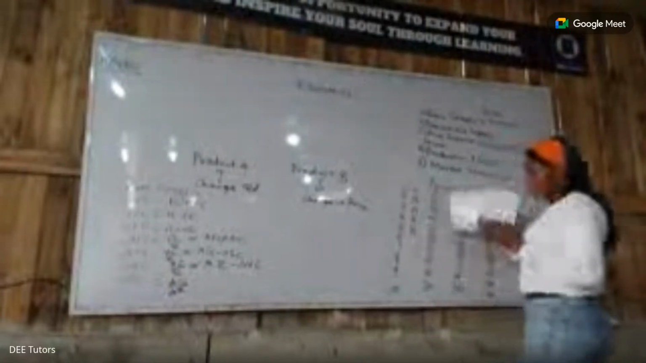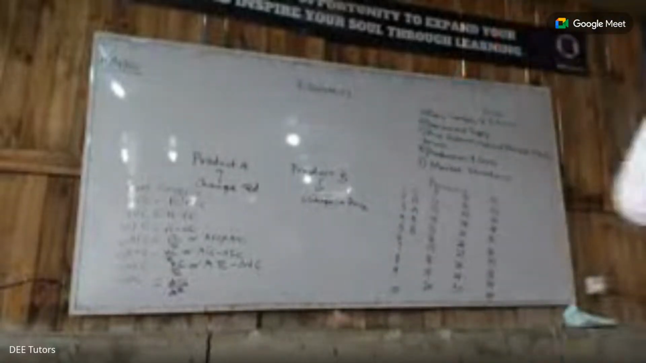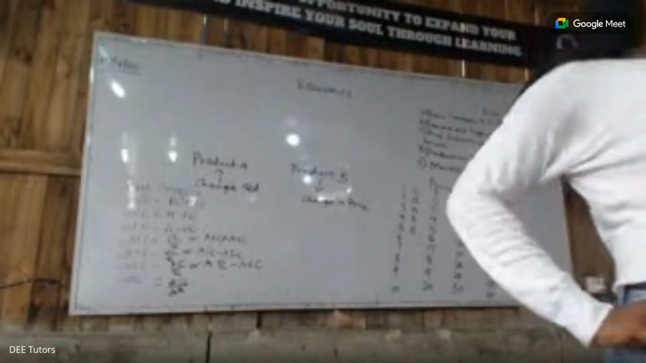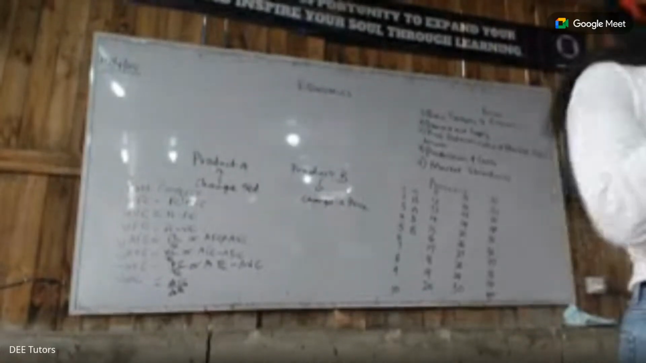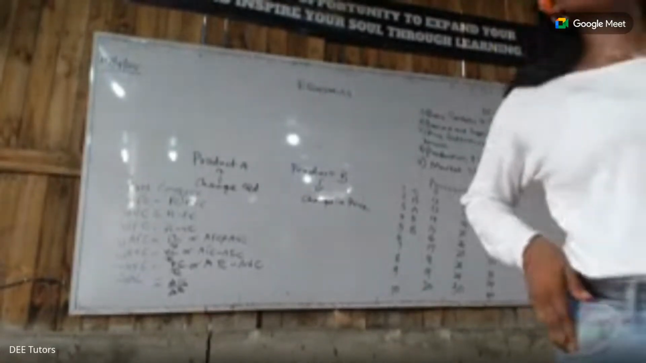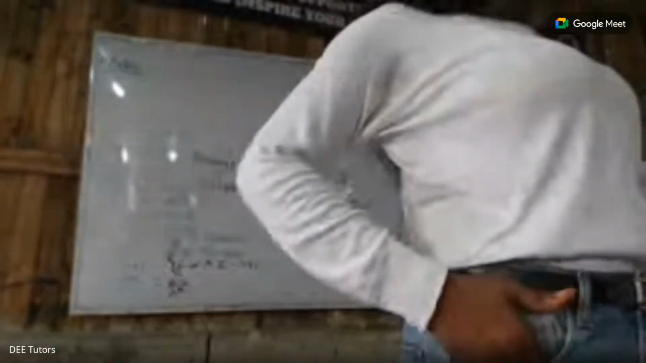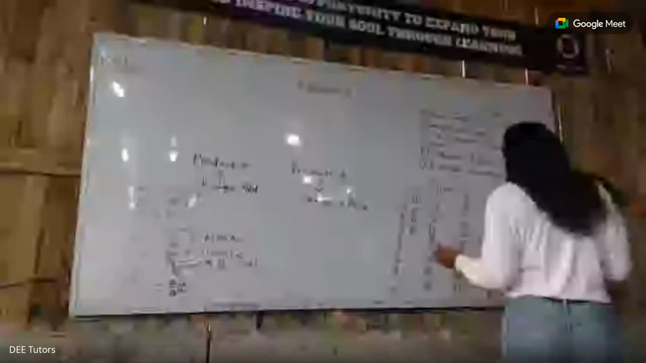All right, number 6. B is the answer: the cost of one product in terms of foregone production of another. Another name for opportunity cost is what? Real cost, or true cost. The answer is B.